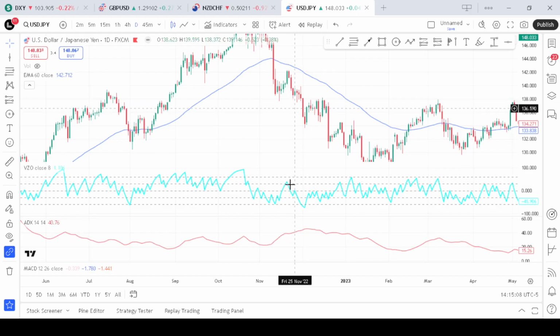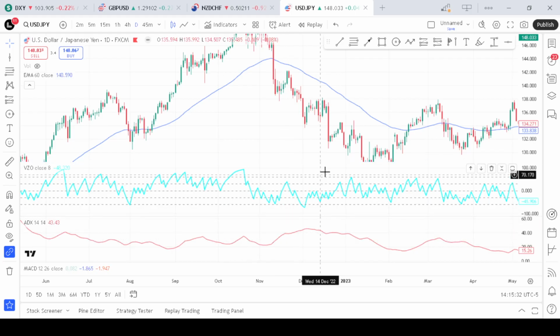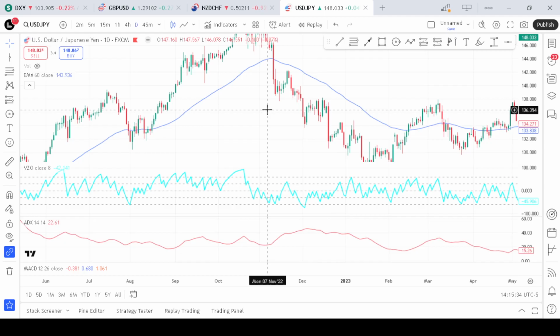As we can see in this area, it is below the positive 40 VZO. It is trading below this region. This signals bearish momentum. This is where you might consider to sell. Similarly, in a downtrend, price stays below the EMA and the VZO crossing below 40 has to confirm selling pressure.